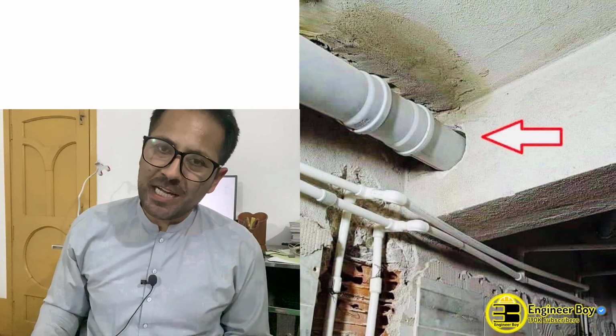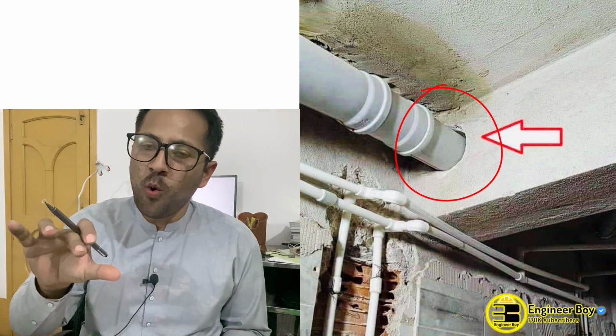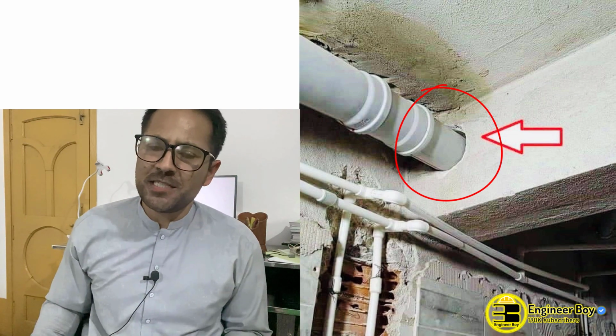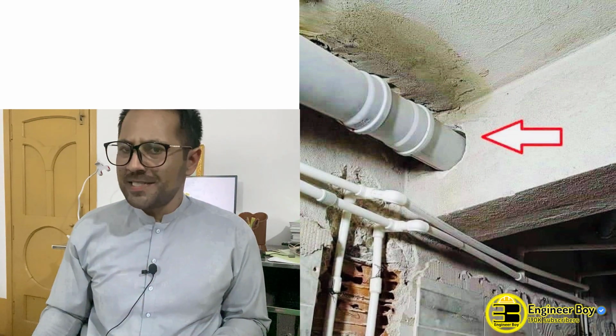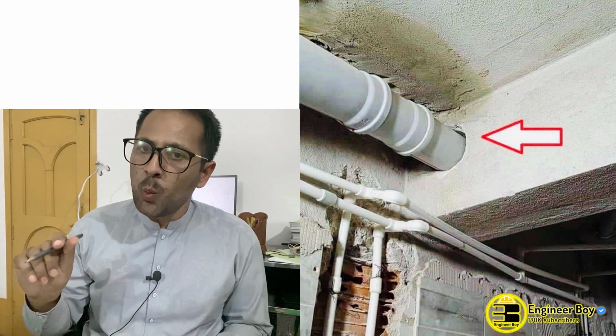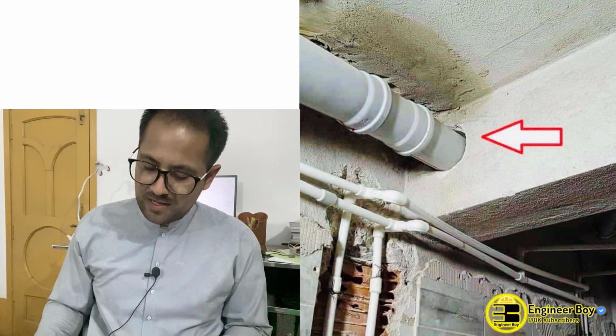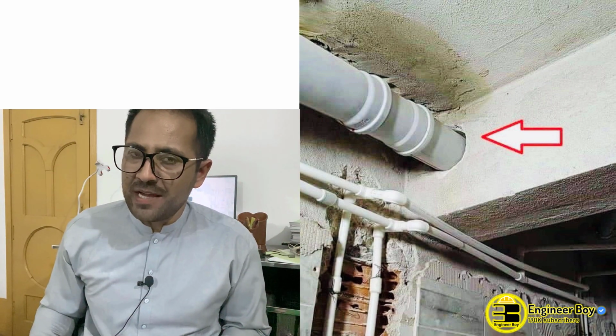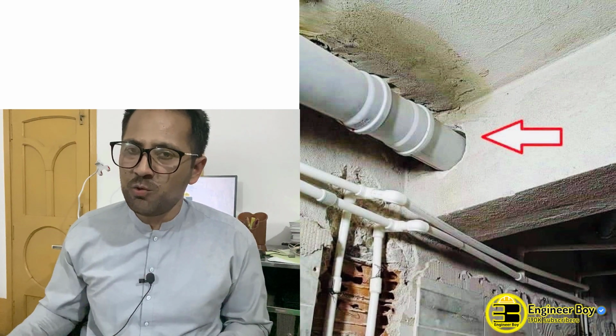Okay, as you can see in the same diagram, they have just drilled a hole through the beam, maybe for the sanitary pipe. Okay, so is it a good idea or not? Does it weaken the beam or not? And if it's a mistake, then how is it a mistake? How do we prove it?